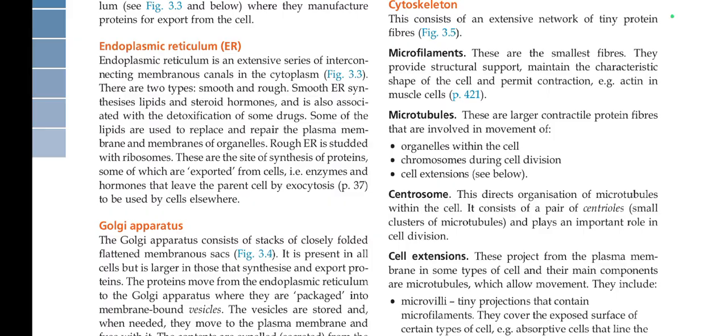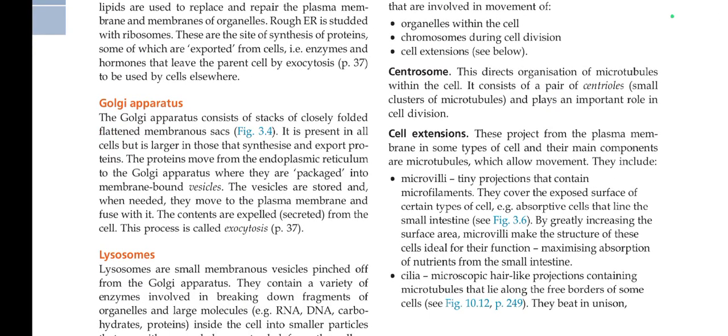Microtubules. These are larger contractile protein fibers that are involved in the movement of organelles within the cell, chromosomes during cell division, and cell extensions. Centrosome. This directs organization of microtubules within the cell. It consists of a pair of centrioles, small clusters of microtubules, and plays an important role in cell division.